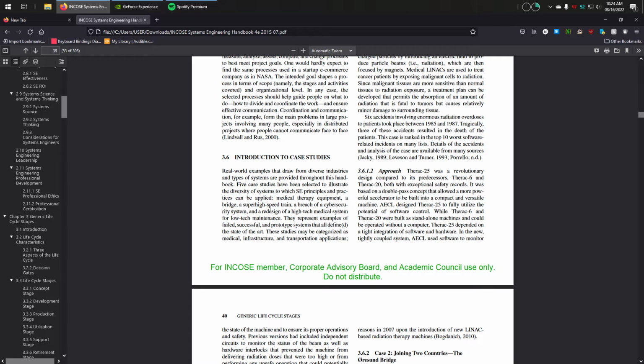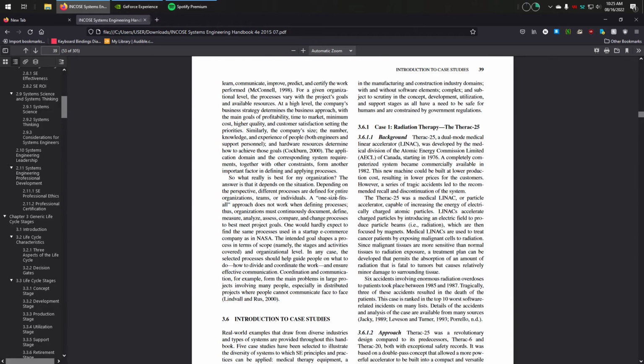They represent examples of the failed, successful, and prototype systems that all define the state-of-the-art. These studies may be categorized as medical, infrastructure, and transportation applications in the manufacturing and construction industry domains, with and without software elements, complex and subject to scrutiny in the concept, development, utilization, and support stages, as all have a need to be safe for humans and are constrained by government regulations.